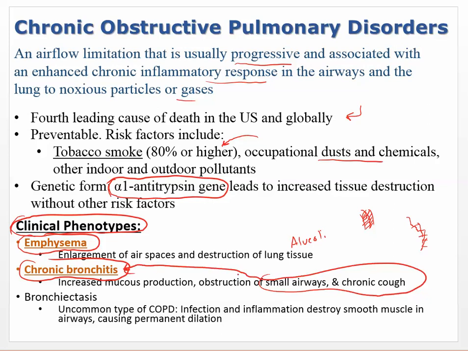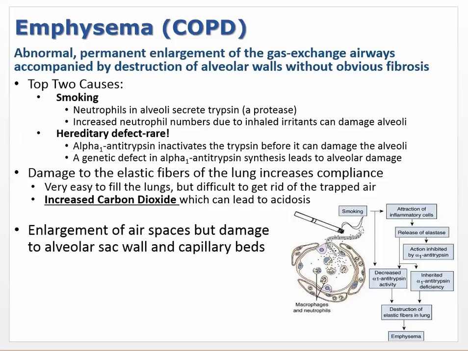And surprise, it's more associated with the bronchi. Okay. There's also something called bronchiectasis, which is an uncommon type of COPD. Infection and inflammation destroy smooth muscle in the airways, causing permanent dilation. Okay, but we're going to focus on these two, emphysema and chronic bronchitis.